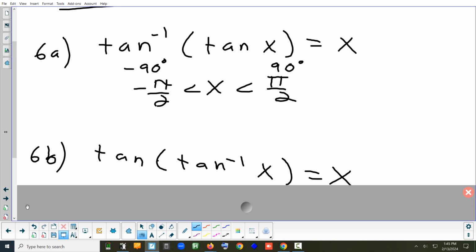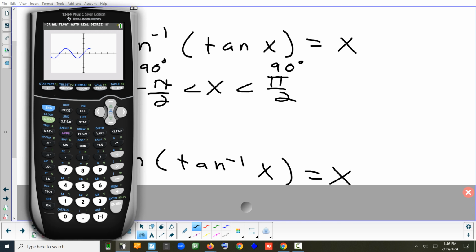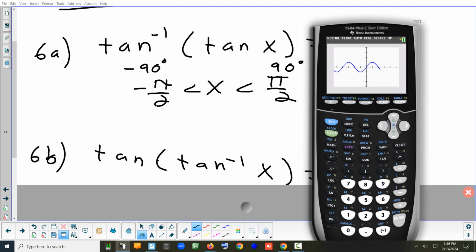All right, let's think about formula 6b. I've been trying to show you the connection between the restriction on the second formula, and the restriction on the second formula always has to do with how high and low the graph goes. So for sine, it was -1 to 1. Cosine is also -1 to 1. Let me graph tangent and see if you can tell me how high and low that one goes.